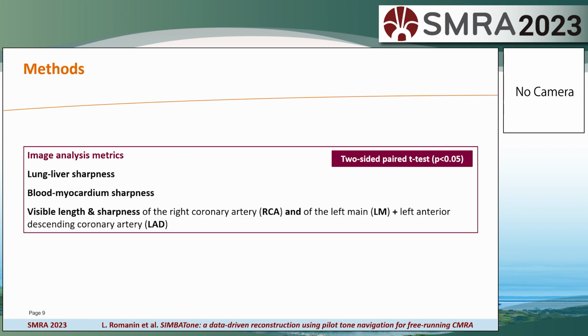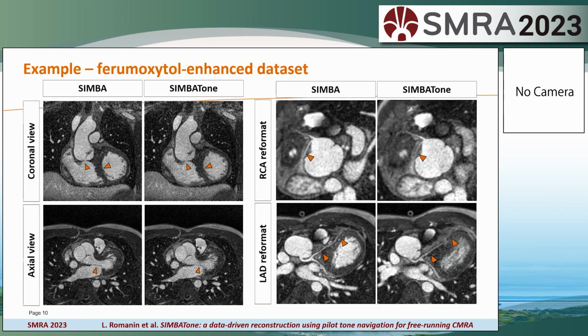So we compared the results in terms of image quality metrics, both lung, liver, and blood myocardium sharpness, and after segmentation of the right and left coronary vessels, we computed the visible length and sharpness. So these are some examples of a ferumoxytol data set. We can see that the image quality is comparable for both SIMBA and Symbaton results in terms of overall anatomy, and both images are diagnostic.